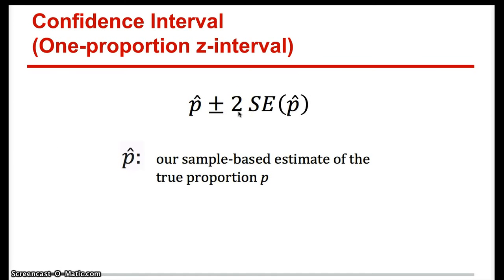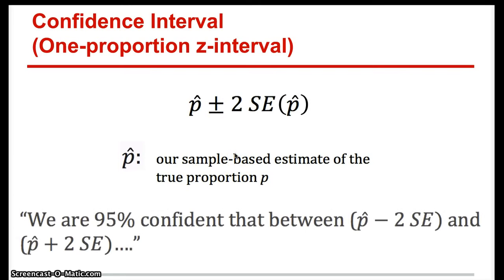Okay, so the way you calculate the confidence interval, it's really just your mean plus or minus 2 standard deviations for that mean. The confidence interval is also known as the 1 proportion z interval. And once you calculate it, you can have a statement that says we are 95% confident that between the lower percent and the higher percent, blah, blah, blah, just depending on what your situation is.